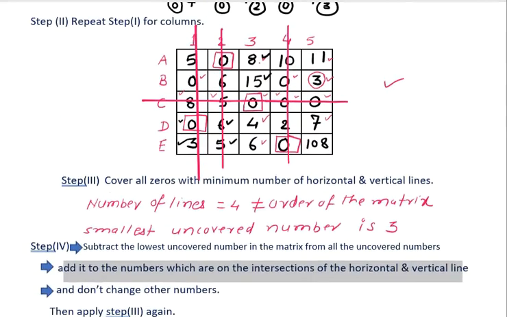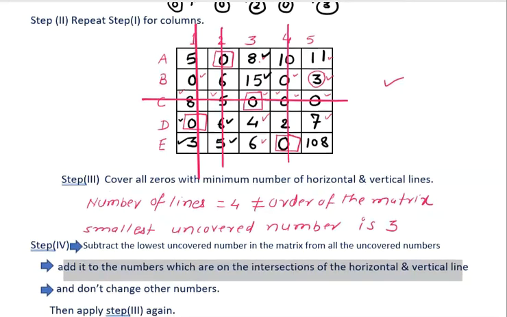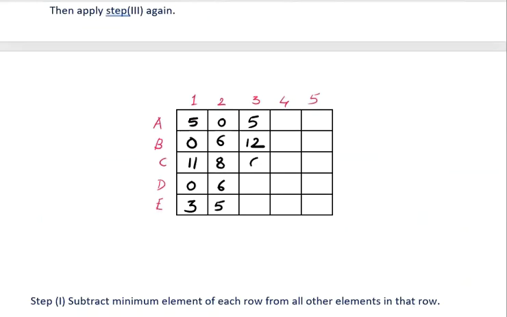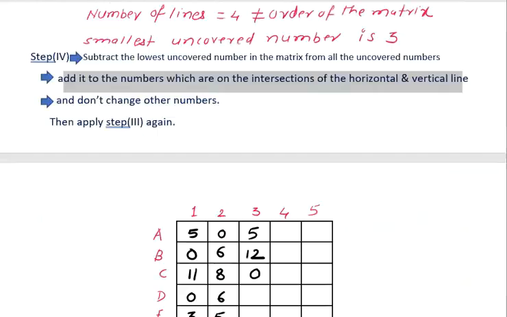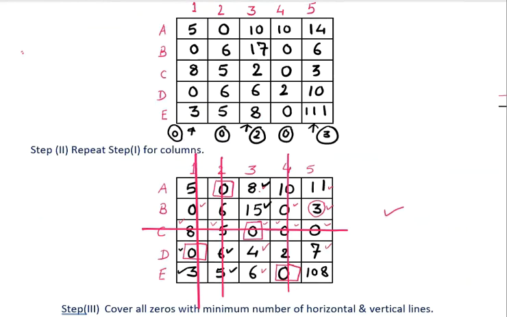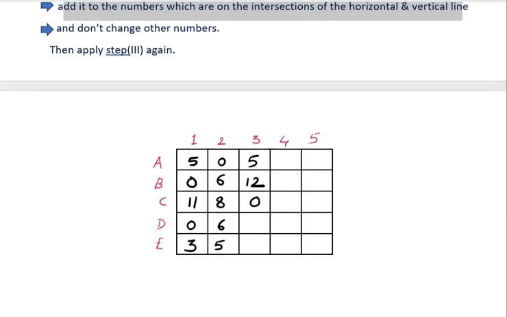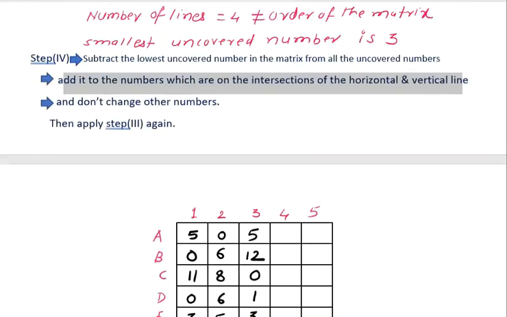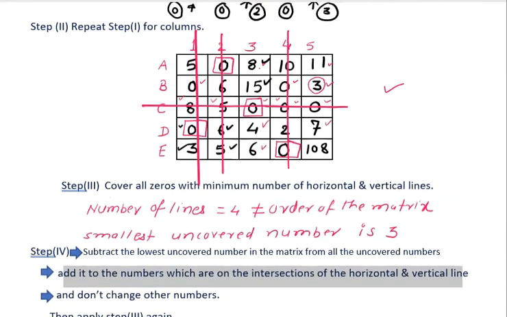Then other numbers in the third column, 0 we keep as it is. Next number is 0. The other two numbers are uncovered numbers, so we have to subtract 3. 4 minus 3 is 1 and 6 minus 3 is 3. So the numbers are 1 and 3. Let us write down elements in the fourth column. 10, 0 as it is.